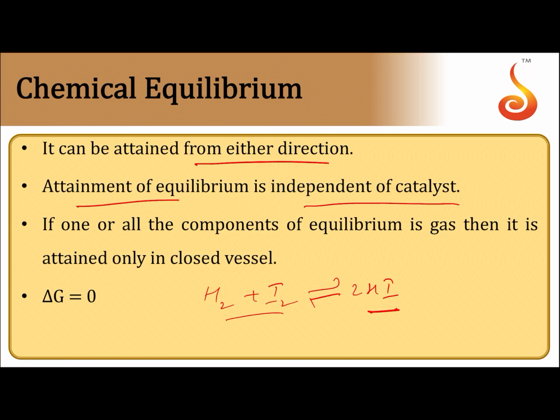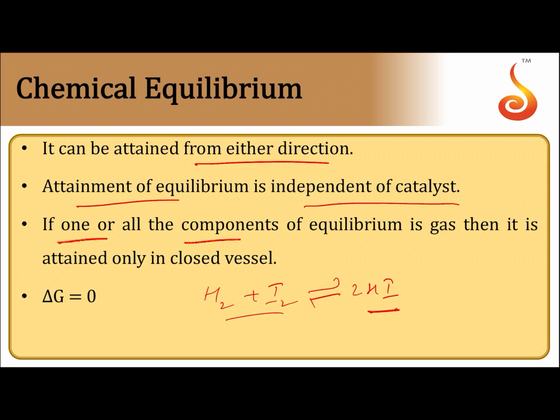Attainment of equilibrium is independent of the catalyst. Whether we use a catalyst or not, we can attain equilibrium. The only thing is, with a catalyst we can attain equilibrium faster. Otherwise, we can attain equilibrium even without using a catalyst.